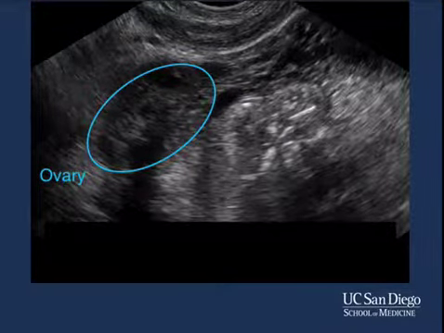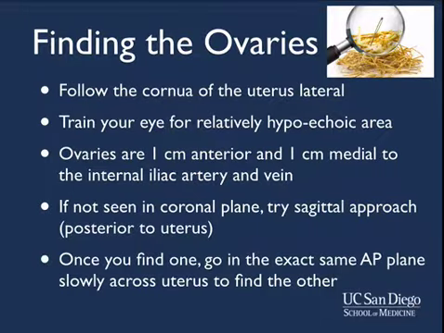This is an example of where we would find the ovary, which seems easier said than done at times. What we do is we follow the cornua of the uterus laterally. We train our eye for the relatively hypoechoic area of the ovary. Again, we look for the ovaries 1 centimeter anterior and 1 centimeter medial to the internal iliac artery and vein.